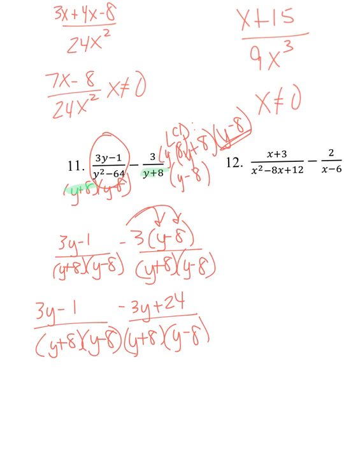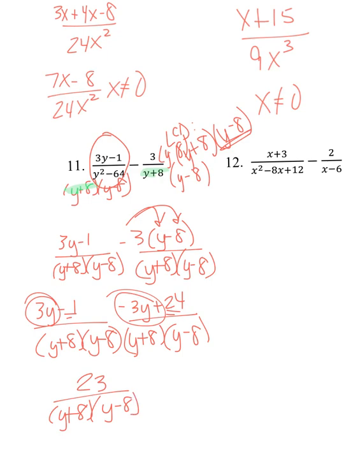So now I'm going to look and combine my like terms. I got a 3y here and a -3y. They're going to cancel each other out. So I'm left with just a -1 and a positive 24. So it's going to give me 23 over y plus 8 times the quantity of y minus 8. So there is nothing to factor in the numerator. So your last step is to write your excluded values. So y cannot equal plus or minus 8.